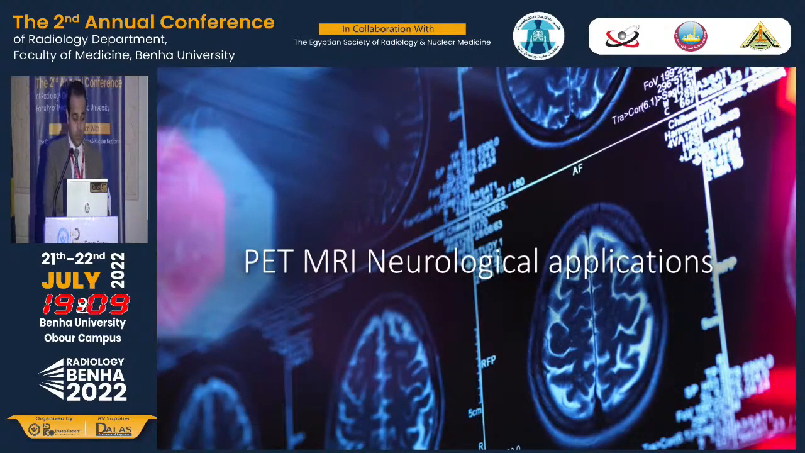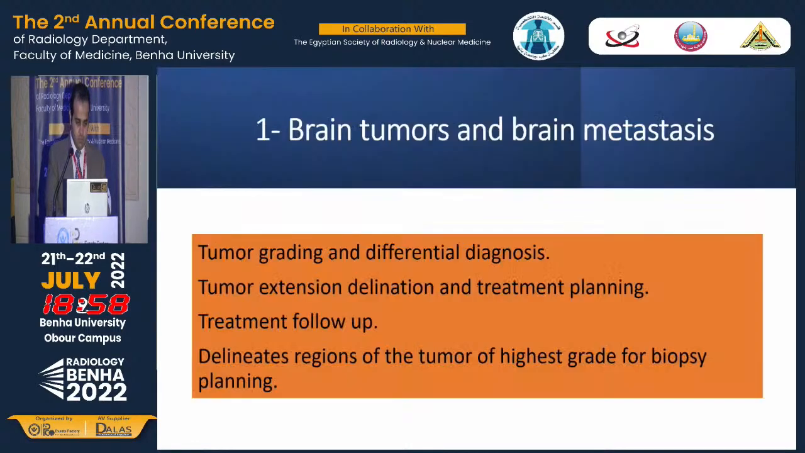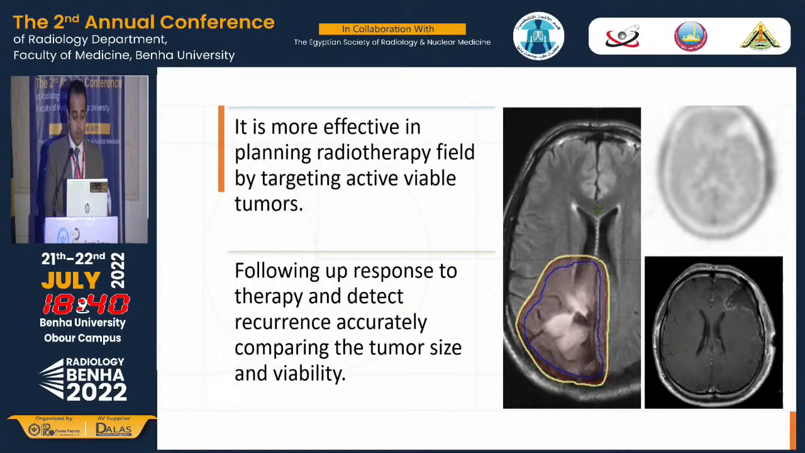To start with the PET-MRI neurological applications, the main applications are brain tumors and brain metastases, epilepsy, neurodegeneration, mild cognitive impairment, and dementia. The value of PET-MRI in brain tumor and metastasis is tumor grading and differential diagnosis, tumor extension delineation and treatment planning, treatment follow-up, and delineation of the regions of tumor highest grade for biopsy planning. It's also more effective in planning radiotherapy field by targeting active viable tumors. Finally, for following up response to therapy, it detects recurrence accurately, comparing tumor size and viability by PET.